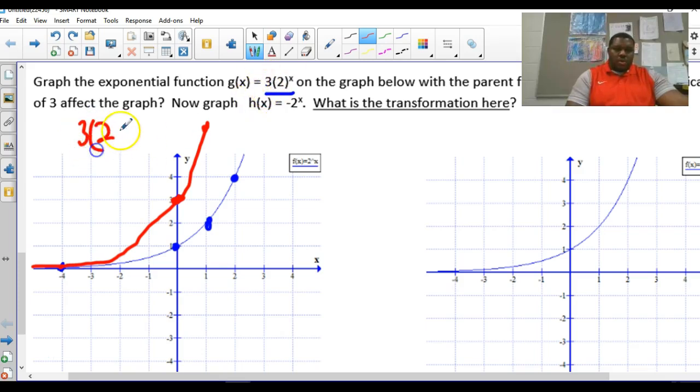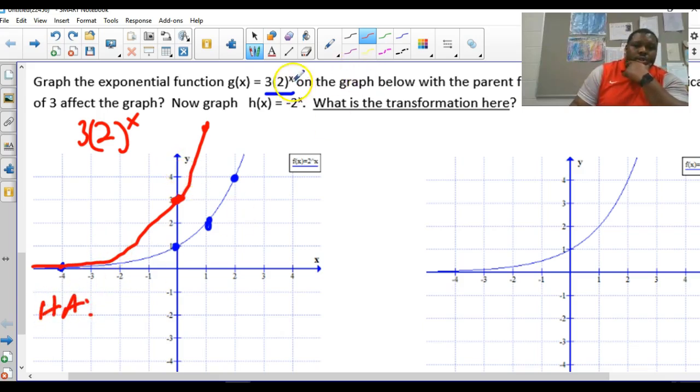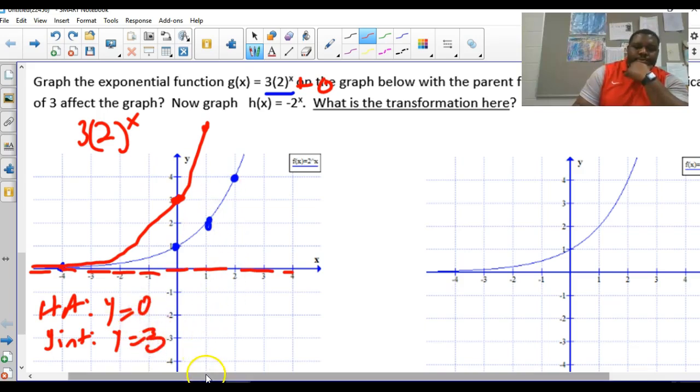3 times 2 to the power of x. Now, the thing I want to identify with the horizontal asymptote is still the same thing. Same rule. There's not a plus anything here, so plus 0. Well, my horizontal asymptote is still y equals 0. It's still this imaginary line right here. And then the y-intercept changes, but I can see that. What's the y-intercept? Right here, 3. y equals 3. And you can see it in your calculator if you just graph them, okay?